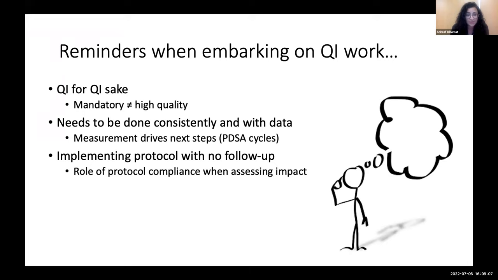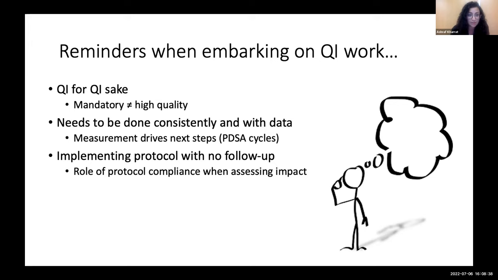It's really hard to tell where you're at if you roll out a project and then you assess the outcomes only 2 years later to see if you've made an impact with nothing in the middle. It's really hard to truthfully assess what the impact of your project was. So it's that data, those measurements, that drive your next steps. We call them PDSA cycles in the QI world, but basically they drive how I can continue to make sure that this process is being implemented appropriately.